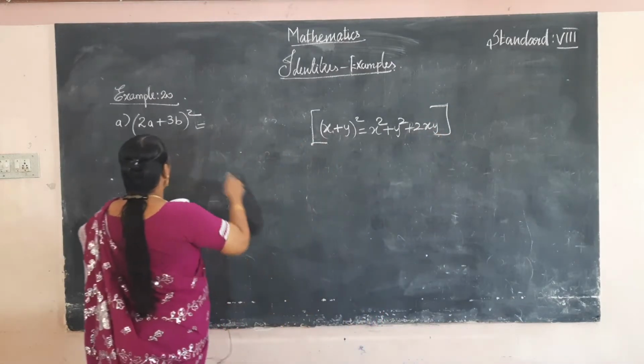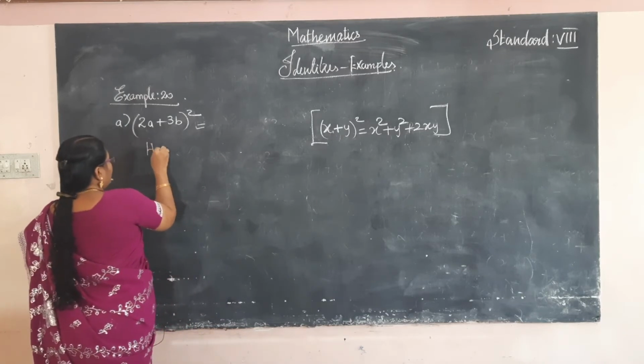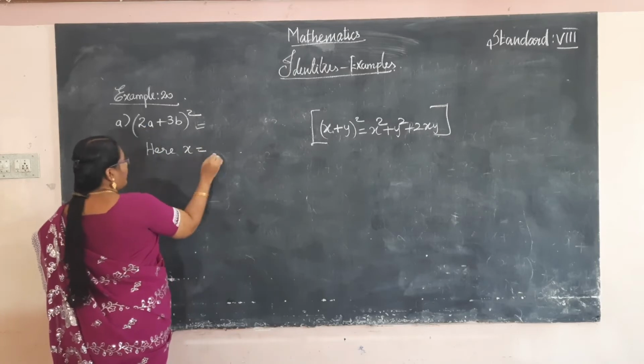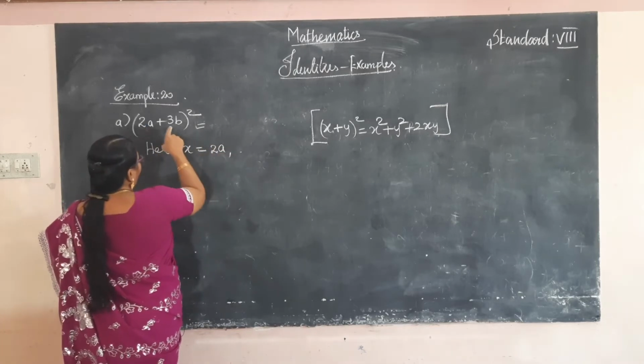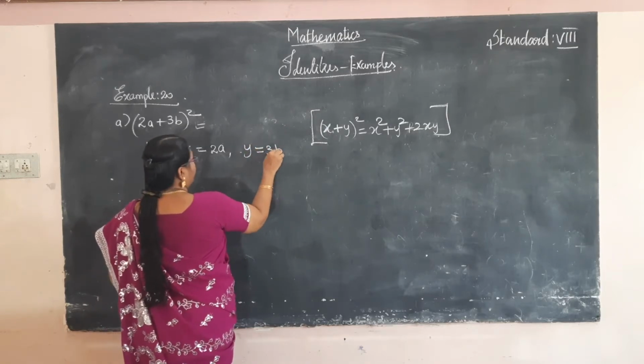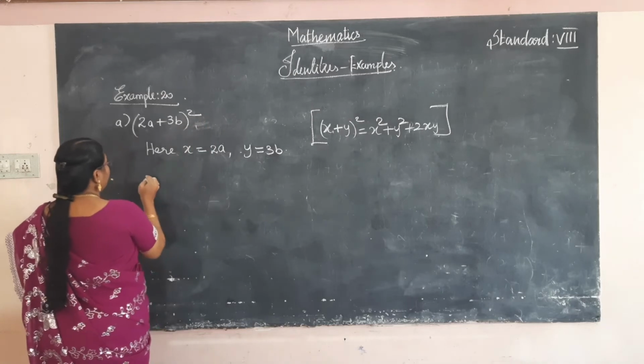Right? Now apply in this place. What is the X value here? Here X is equal to 2A. And what is the Y value? 3B. Okay, now substitute and find the answer.